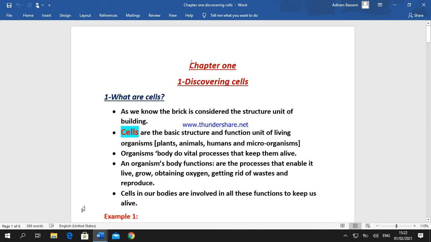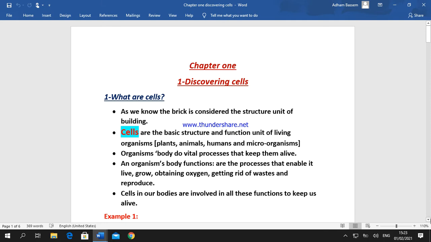The cells contribute in the body function to keep the living organisms alive. What's meant by organisms' body function? Organisms' body functions are the processes that enable the living organism to live, grow, obtain oxygen, food, and water, get rid of wastes, and reproduce. Organisms' bodies do vital processes that keep them alive, and the cells in our bodies are involved in all these functions to keep us alive.